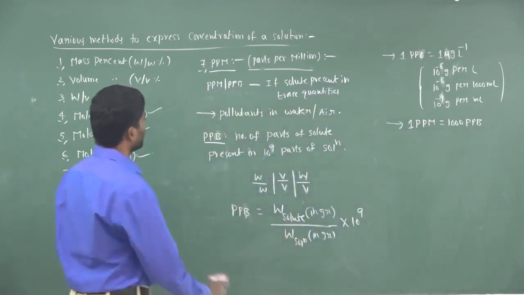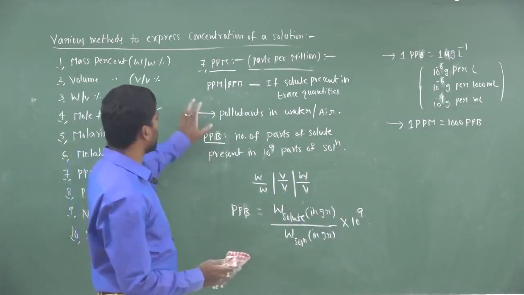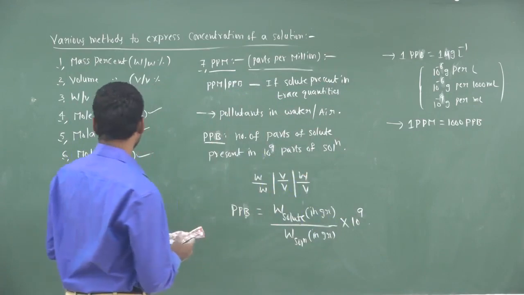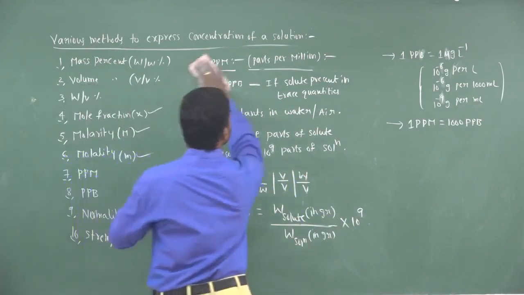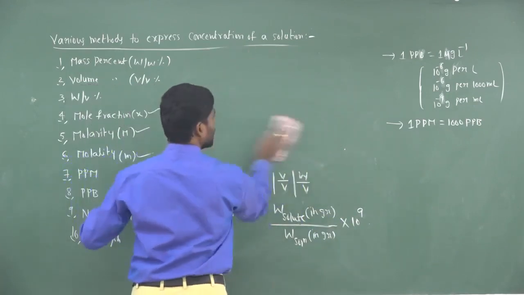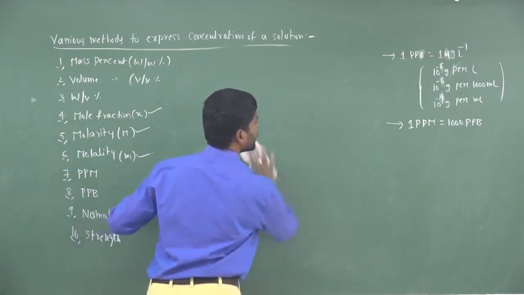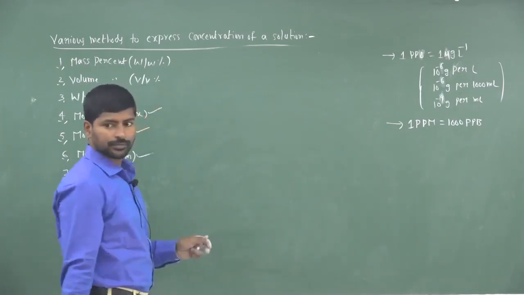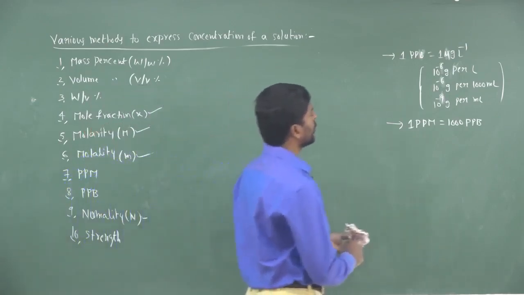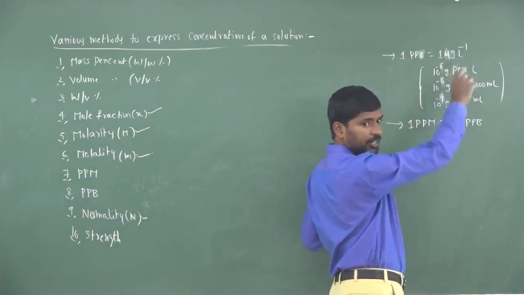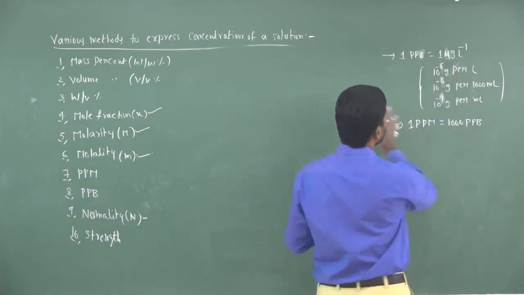You just have to possess some idea on ppm, ppb, not much important. 1 ppm is equal to 1000 ppb. Micrograms means 10 power minus 6 grams. Milligrams means 10 power minus 3 grams.